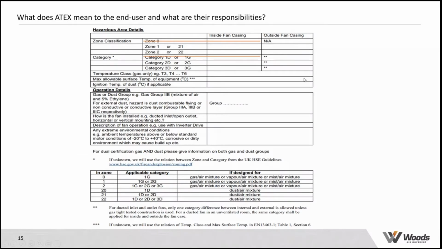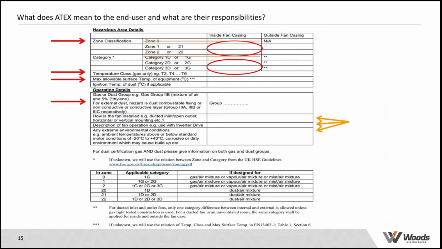Because this is what we ask people to fill out. We ask people to put in the zones that their equipment is, inside and outside the casing, but we only take any notice of what's inside because we don't reduce the capability of our product outside the casing. We need to know the temperature classes, the maximum allowable surface temperatures, if there's any peculiar mixture of dust or gases. Those are all the things that help us to understand the equipment we're going to give.